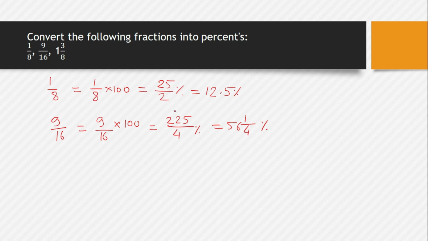Remember, whenever numerator is greater than denominator, change it in mixed fraction. The last one is 1 whole 3 by 8 can be written as 11 by 8 into 100 equal to 275 by 2, or in mixed fraction can be written as 137 whole 1 by 2%.